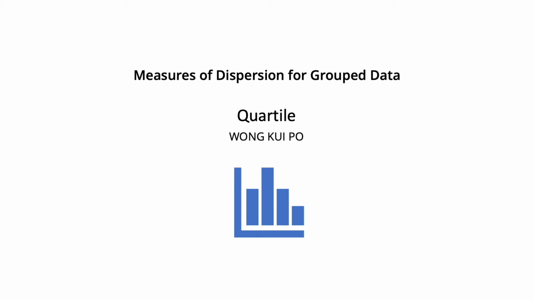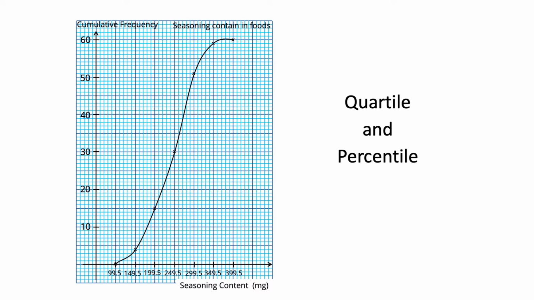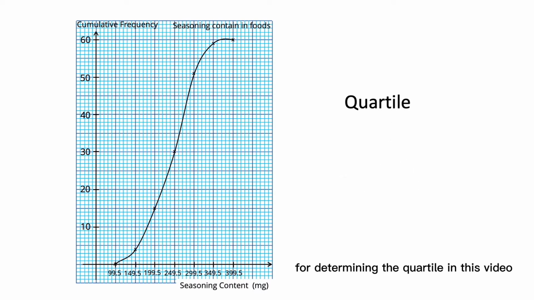Good day everyone. In our last video, we learned how to construct an ogive for a set of grouped data. What is the purpose of drawing an ogive? Ogives are useful for determining the quartiles and percentiles. We will learn how to use an ogive for determining the quartiles in this video. Let's see how we can find the quartiles through an ogive.